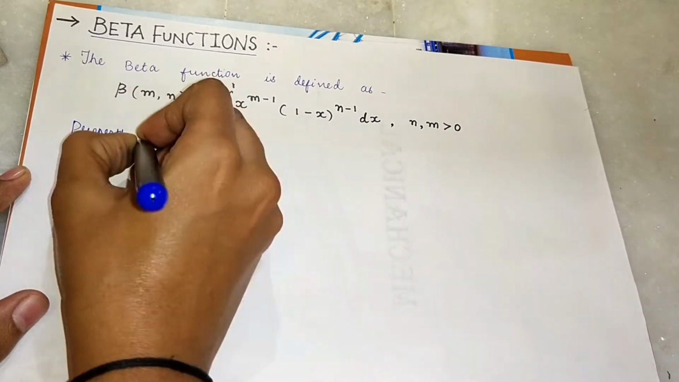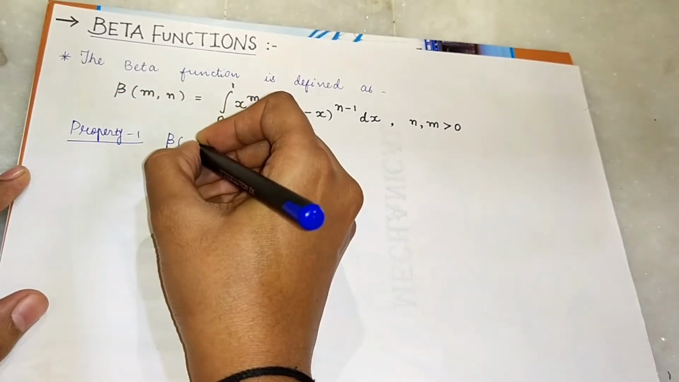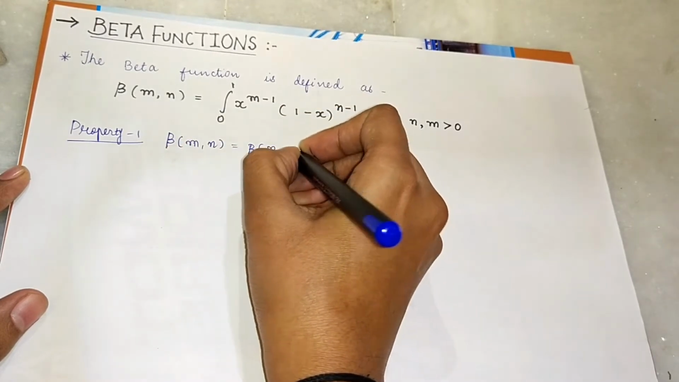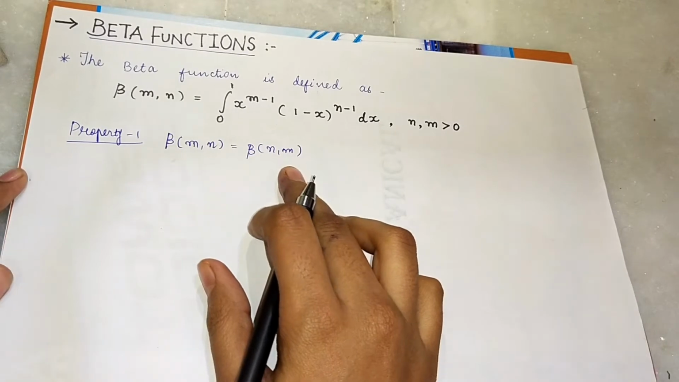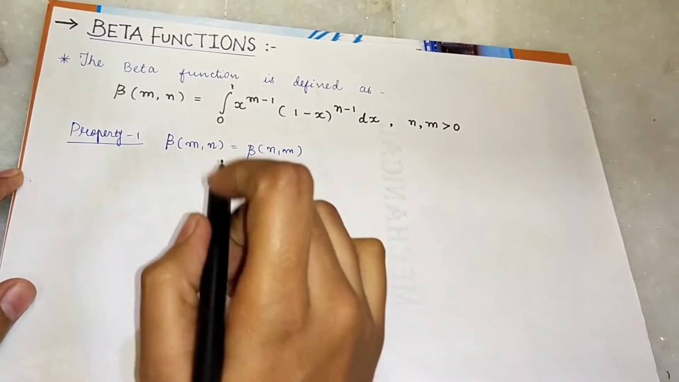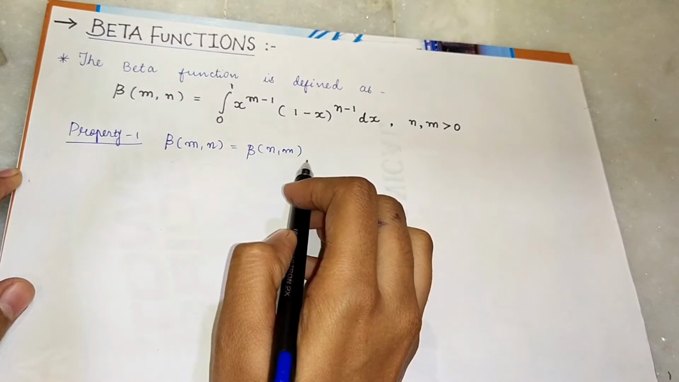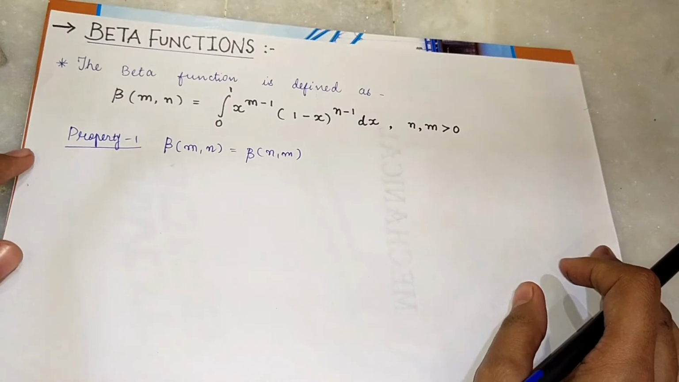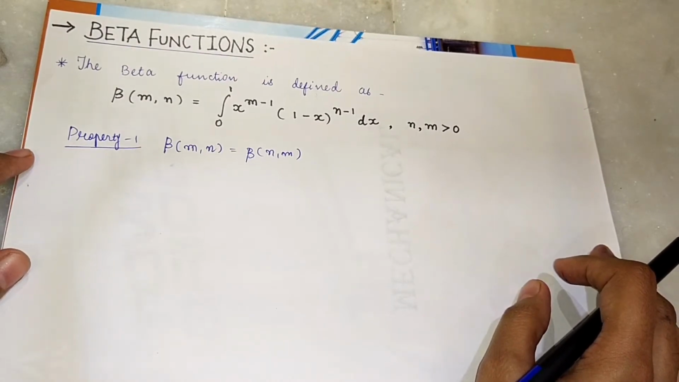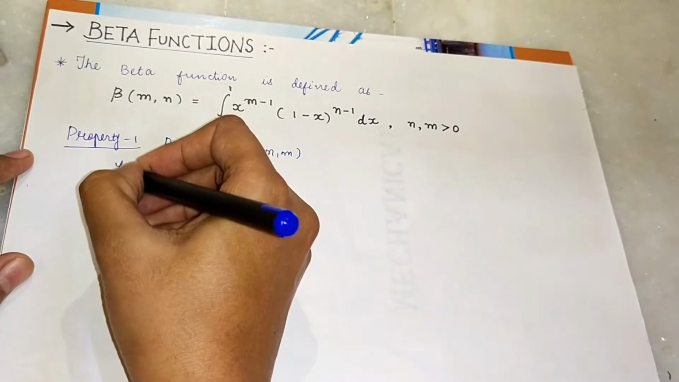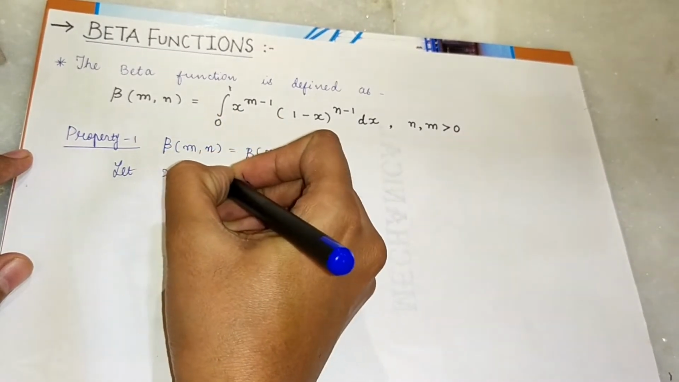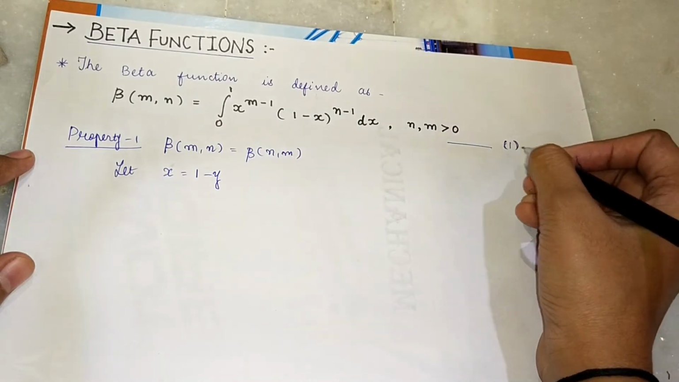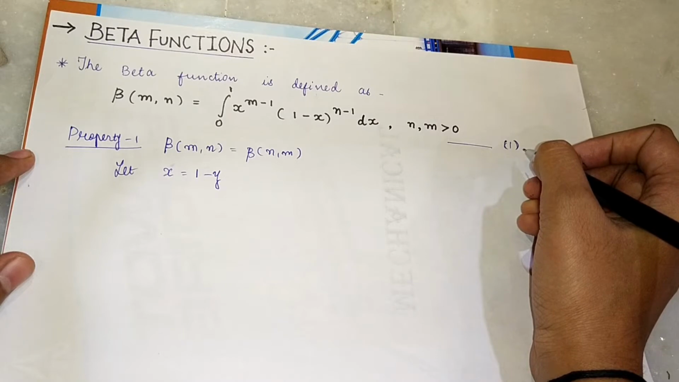And property number 1 is, we have to prove that beta m comma n is equal to beta n comma m. They can ask you in the exam that you prove that beta m comma n is equal to beta n comma m. Then you have to prove it. So for proving this property number 1, we will take x equal to 1 minus y in equation number 1. This is our standard equation. So we will use this equation for proving the properties of beta function.